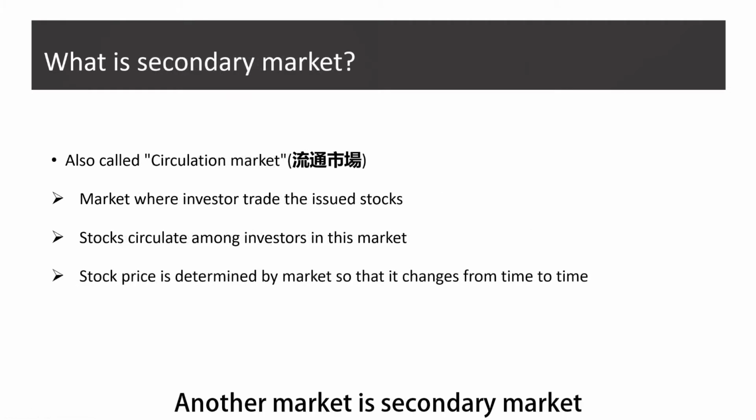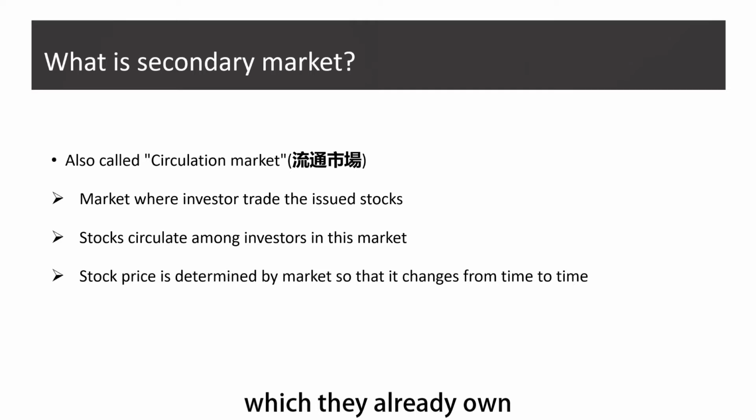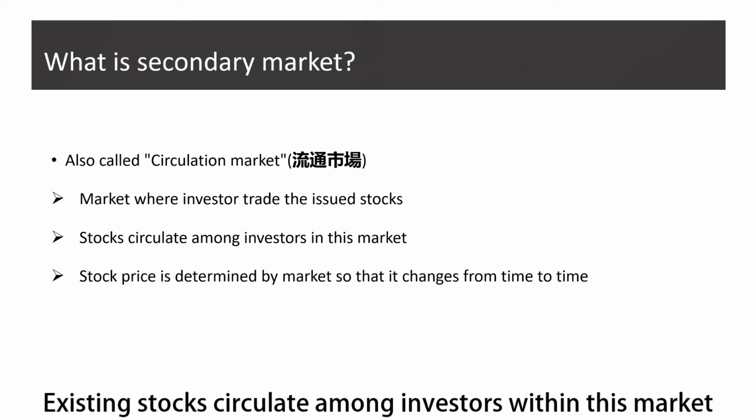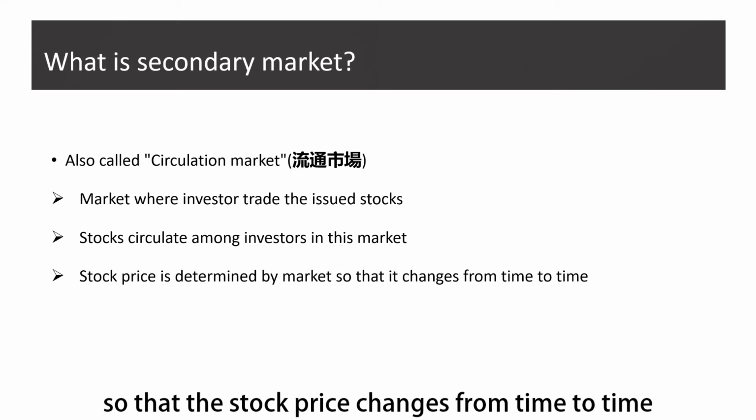Another market is the secondary market, also known as the circulation market. In this market, investors can trade the issued stock, which they already own. Existing stocks circulate among investors within this market. Stock price is determined by the market, so the stock price changes from time to time.